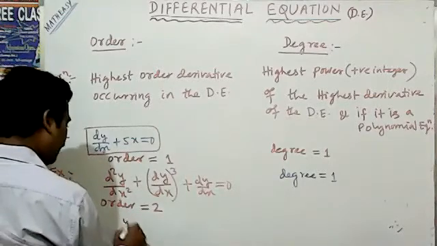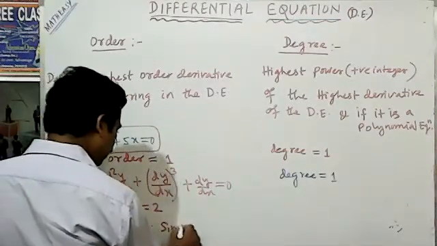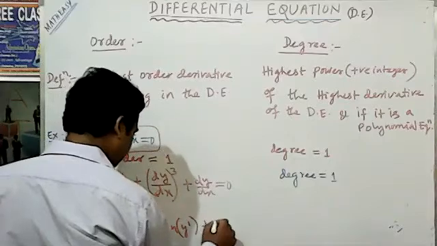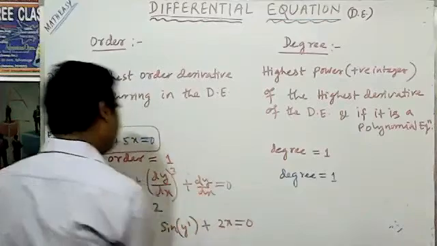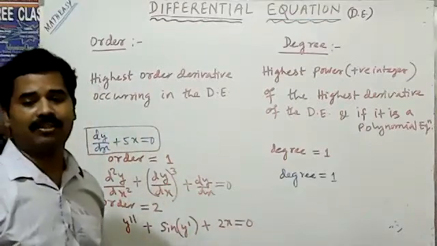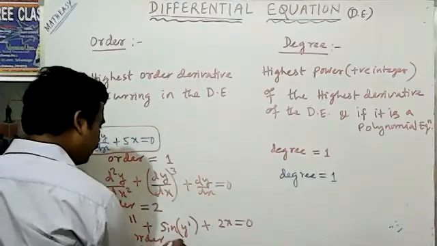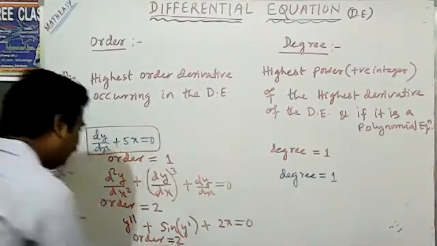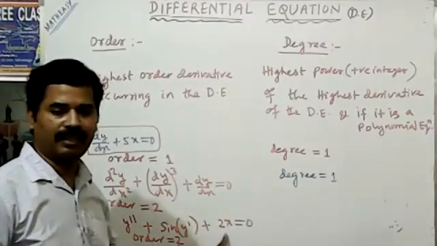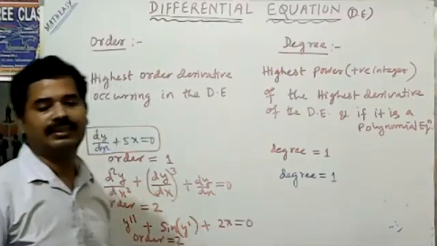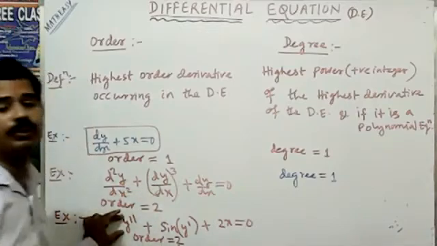Another, suppose y double dash plus sin y dash plus 5x is equal to 0. This is a differential equation having order equal to what? Here the maximum is a 2 times derivative. This is the 2 times derivative, this is the first time. So that's why in this equation the derivative is at most 2 times. So that's why the order is equal to 2.